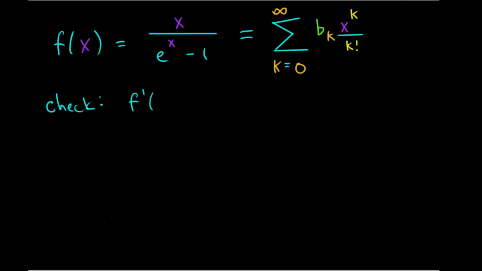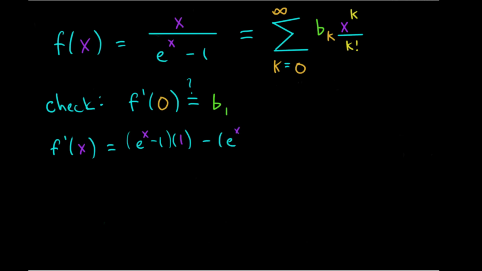Now let's check and see whether f prime of 0 equals b sub 1. Well, to do that, we have to find f prime of x. Now to do that, I have to apply the quotient rule since this function is a quotient. So we have f prime of x equals the denominator times the derivative of the numerator minus the numerator times the derivative of the denominator all over the denominator squared. So this will equal e to the x minus 1 times 1 minus x times e to the x all over quantity e to the x minus 1 squared.